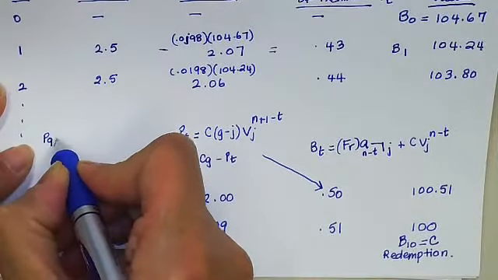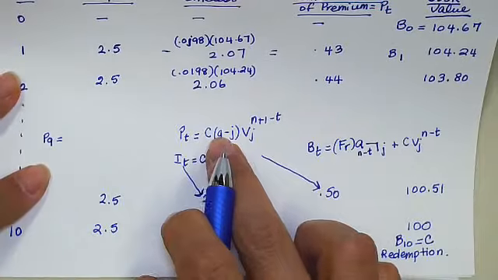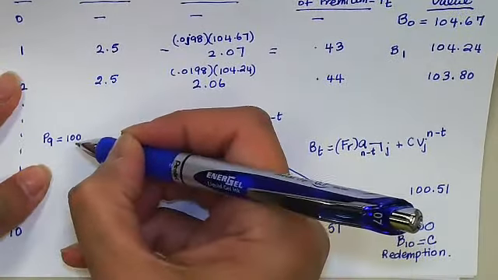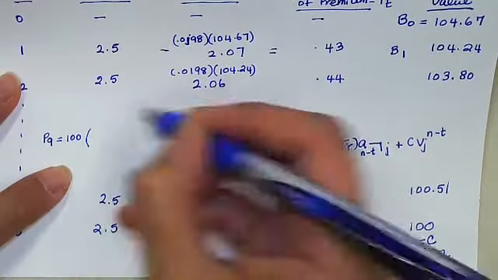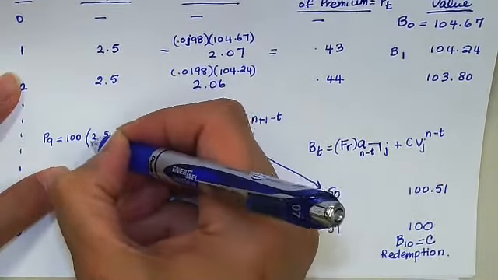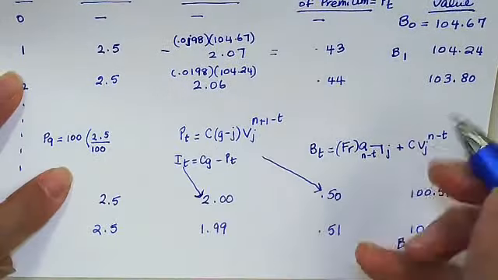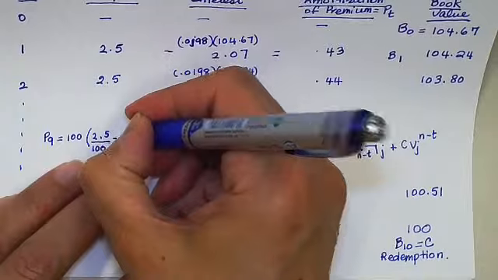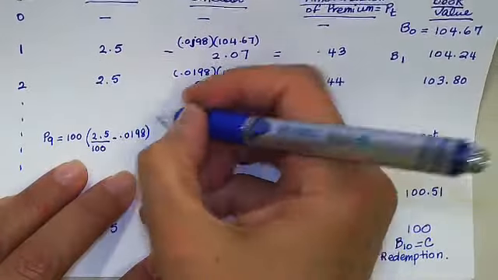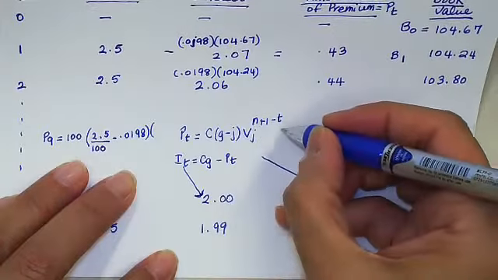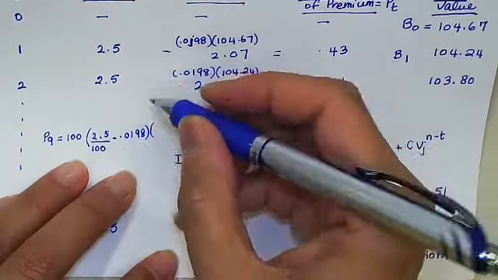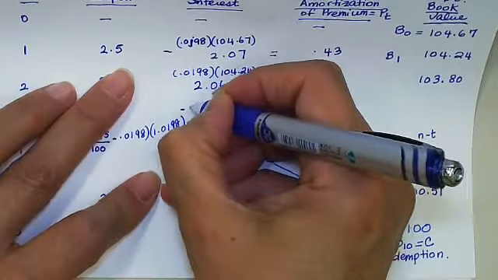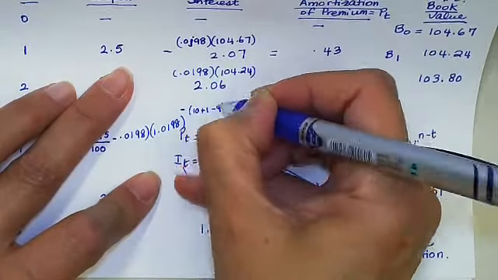Any question? So if I wanted to find P9, how would I do it? Let's do it right now. If I wanted P9, what would I do? Plug into this formula. Let's see if this comes out to be 0.5. 100, that's C, G minus J, 2.5 over 100, that's my FR over C, minus J, 0.0198, times Vj to the N plus 1 minus T.